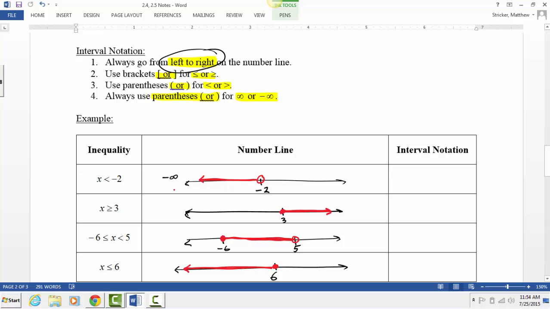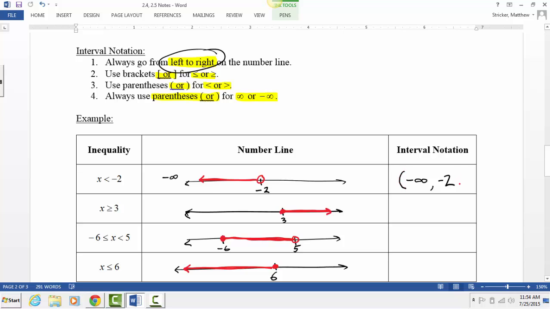So what we see here, if I start on the left and go to the right, is negative infinity to negative 2. So I'm going to go ahead and write that. Negative infinity to negative 2. And you always separate those by a comma. And then for the negative infinity, remember, we always use parentheses. So on that side we're going to have parentheses.